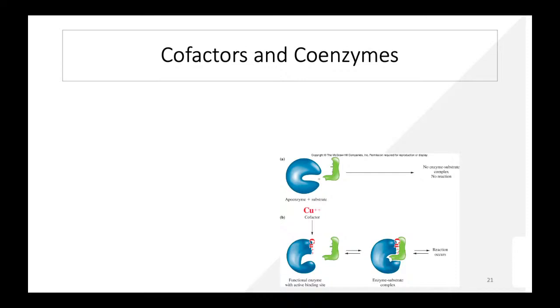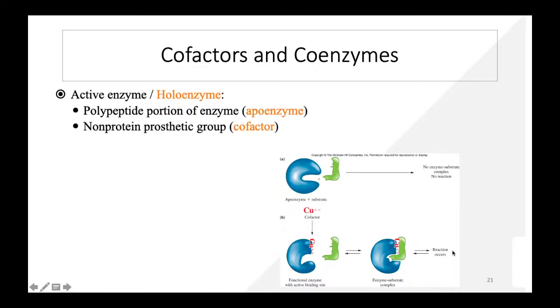So there are also cofactors and coenzymes. They are apoenzymes plus substrate. So no enzyme-substrate complex, then no reaction. If no cofactor is present, then no reaction will happen. But if a cofactor is present, like copper, it will attach, your substrate will attach, the reaction will occur, and you will have your product afterwards.